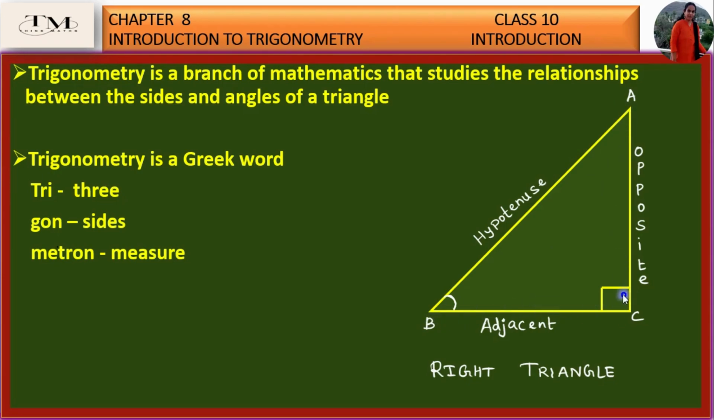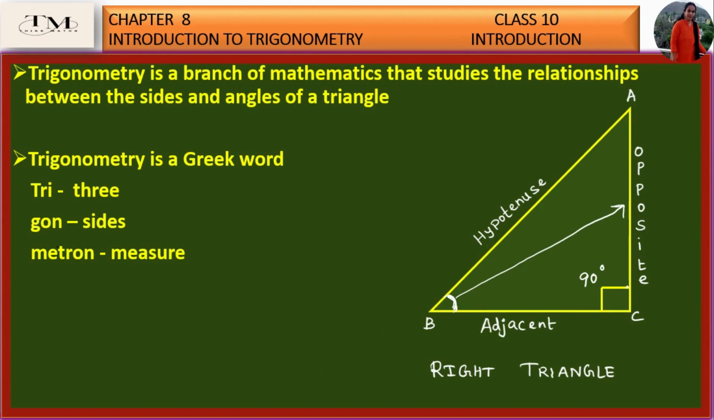In trigonometry, we will use the right triangle. That is, an angle will be 90 degrees. So we have taken angle C as 90 degrees. Suppose one of the angles is given. Angle B is given. So the side opposite to this angle is called opposite.